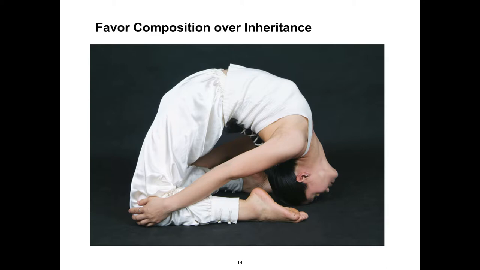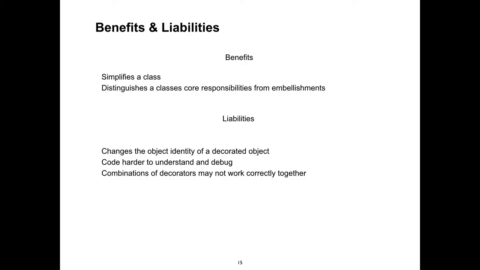And so this is an example of favoring composition over inheritance, right? Because we're going to compose our decorators one on top of each other. The reason to do that is it gives us runtime flexibility. And this pattern separates out the basic core functionality and the embellishments.